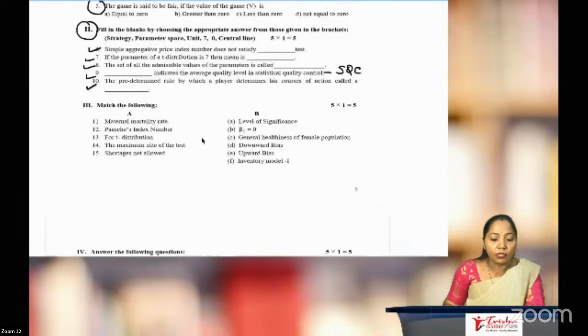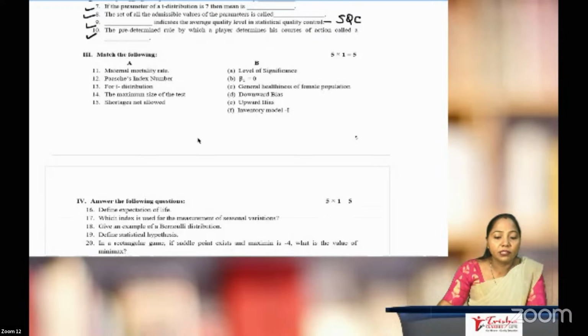I hope I'm audible. Roman number 3 is match the following, dear students, where the first question is from vital statistics. Second question is from index number. Third is from theoretical distribution. Fourth question is from inference. The last is again from OR.